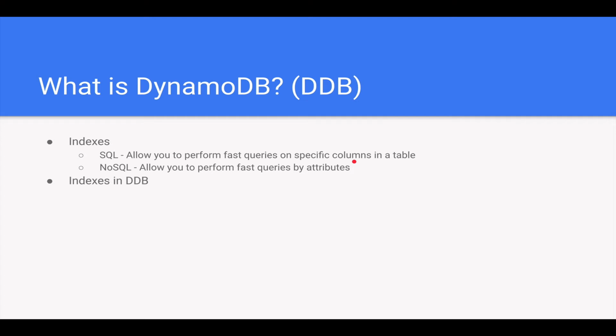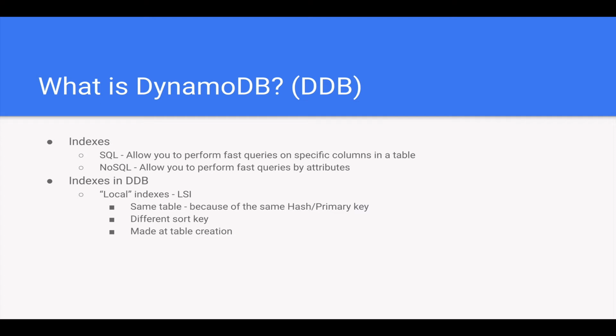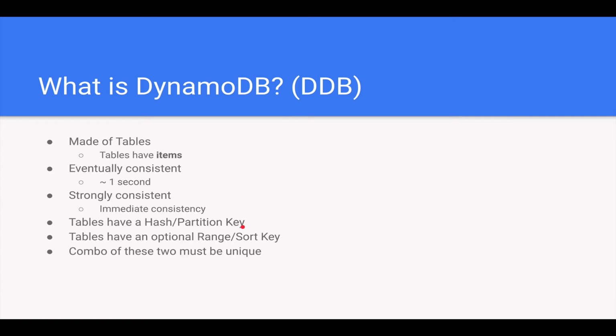Indexes in DynamoDB are very similar. You can have these terrible, evil things, like do not use these, but I'm going to go over what they are. There's local indexes. They are on the same table. And again, I said everything comes down to a table with Dynamo. They're in the same table because they have the same hash key, but they have a different sort key. So recall here that we have an optional range or sort key. I'm going to use these interchangeably.